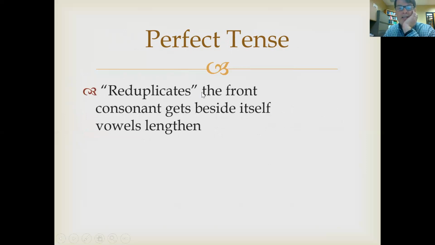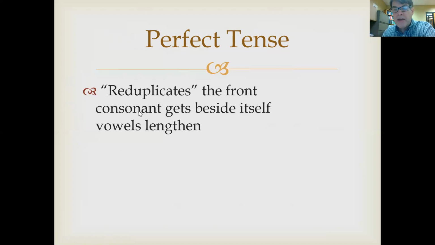So the perfect tense does something funny. It reduplicates the front. It's going to take that stem lu, and it's going to put the lambda beside itself, and then it puts an epsilon in the middle. So lu becomes lelu, or mu would become memu, or me would become meme, or to would become teto. So it gets a little beside itself and puts an epsilon in the middle. I'll show you a picture of this in a second.